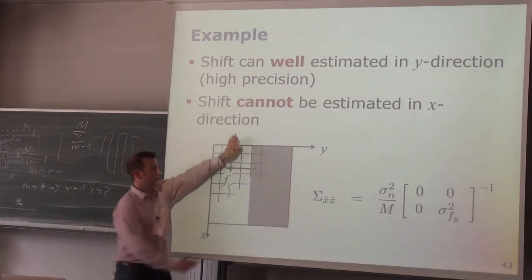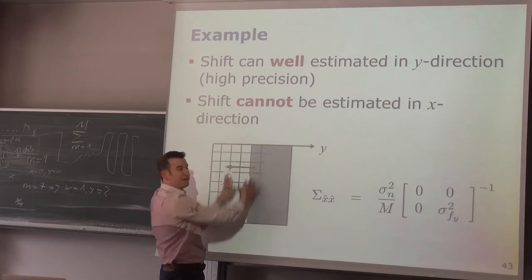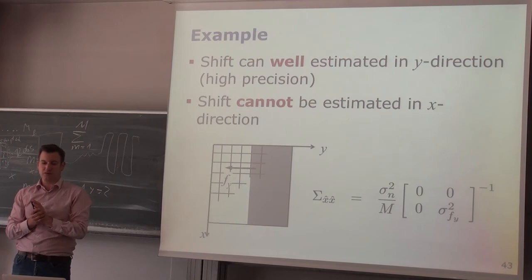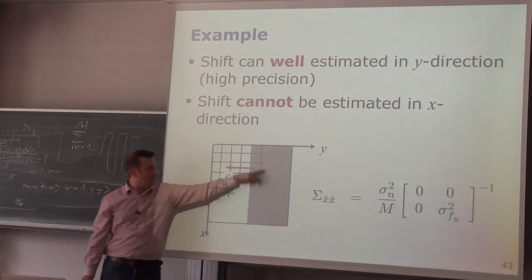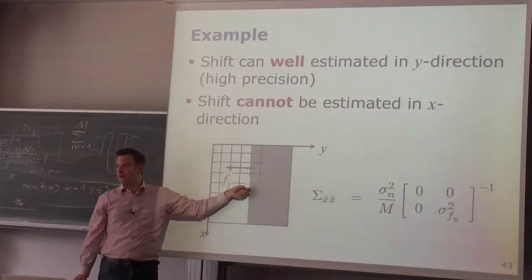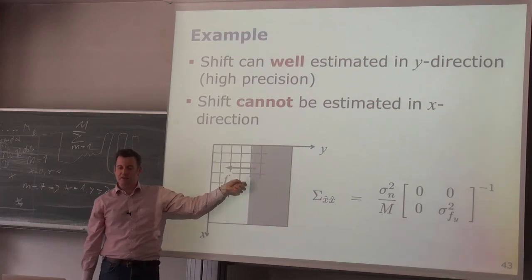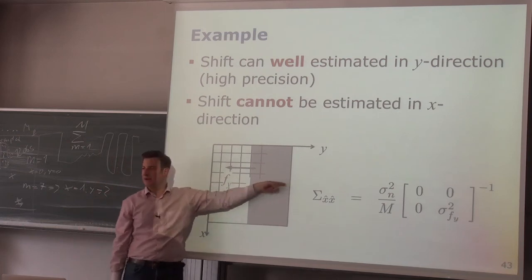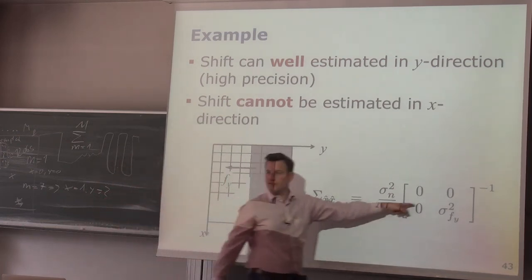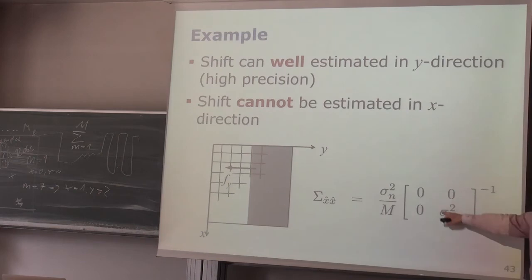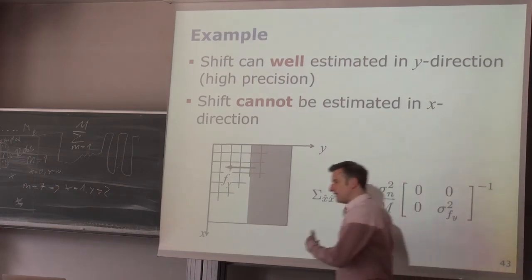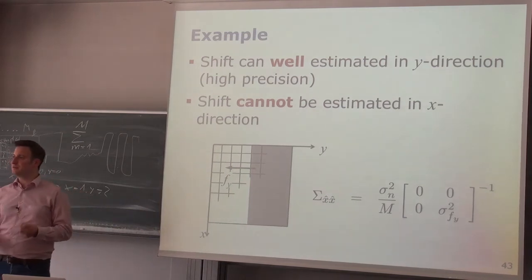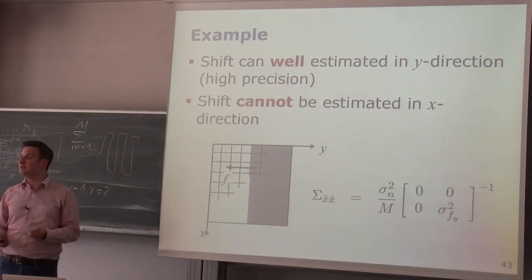But in this dimension, if I have the same image, I can slide it up and down and have no chance to determine which one is better or which one is not. So for an image like this, there's no way that we can estimate the shift in the x direction. We can only estimate it in the y direction. This is what this matrix tells us. So again, this should emphasize that the gradients matter. The magnitude of the gradients in the individual dimensions matter.